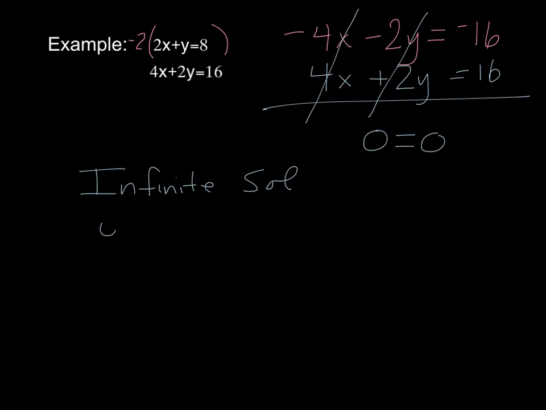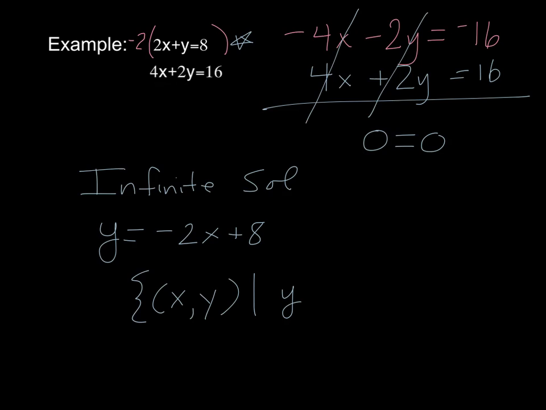And one way that we can represent our solutions is we can solve one of these equations for y. So I'm going to use this first equation here, and I'm going to subtract 2x. And we now know that y is equal to negative 2x plus 8. So the solution set is all of the ordered pairs (x, y) such that y is equal to negative 2x plus 8. So this is set builder notation, which is one way to give your solution. But as soon as we see 0 equals 0, we know that we have an infinite number of solutions.